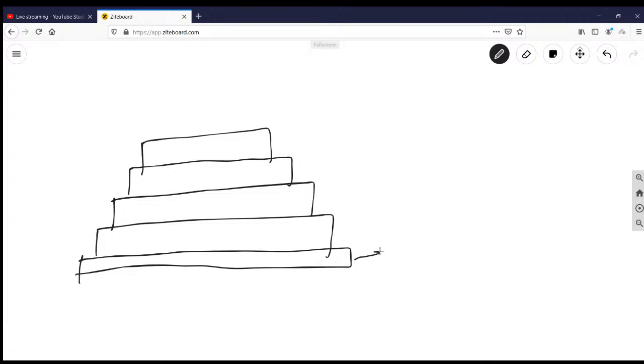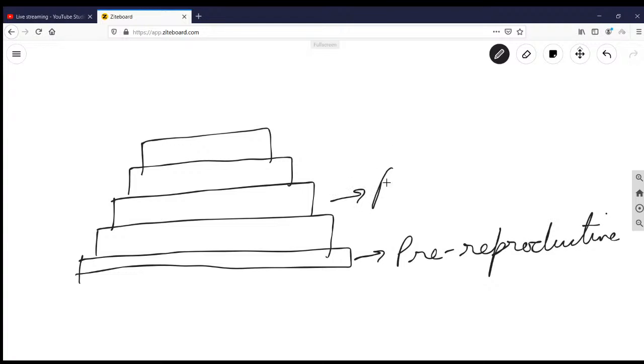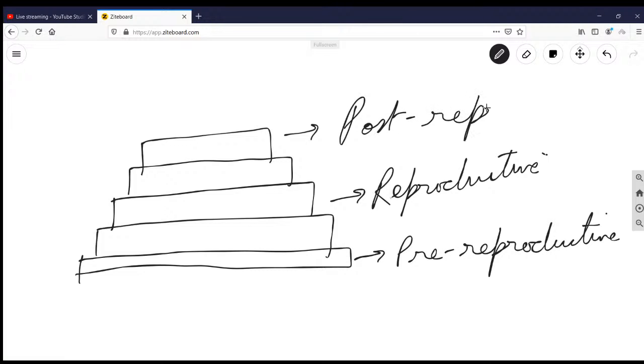So this will be more and more young, pre-reproductive maximum. Then reproductive, and very old individuals will be very less in number. That is post-reproductive. They will be pretty minuscule in number compared to the pre-reproductive ones. Okay, that is rapidly growing.